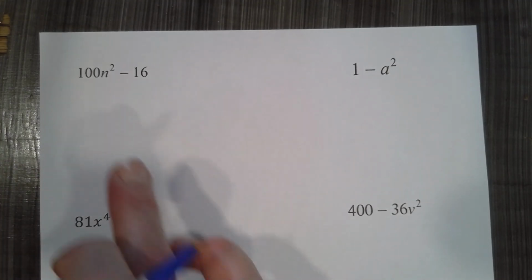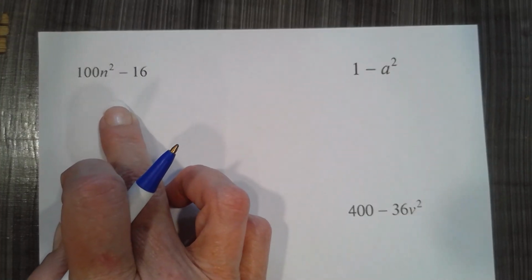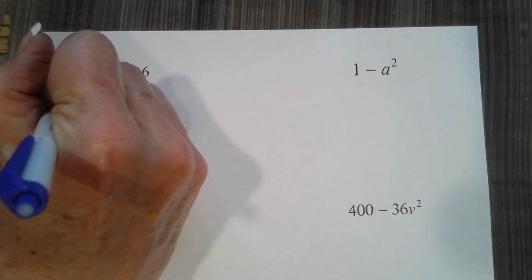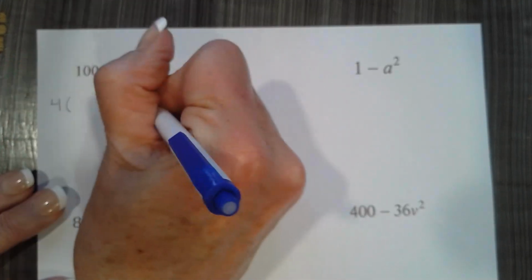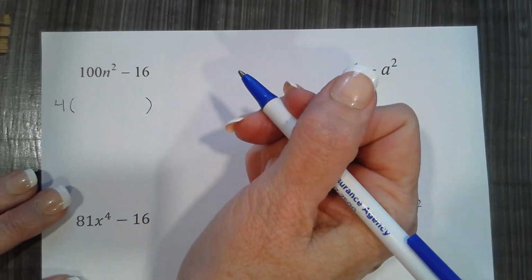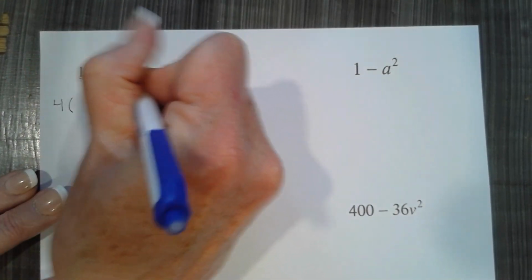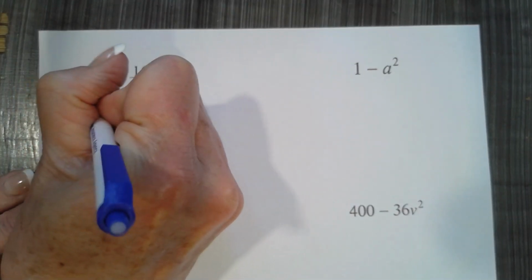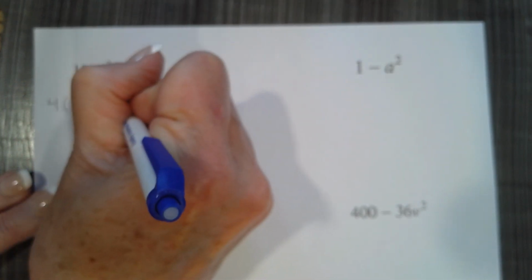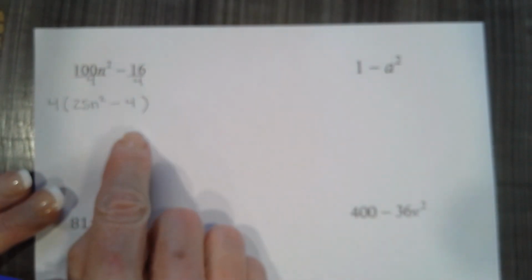First of all, we need to ask ourselves, do we have a greatest common factor here? We actually do. The greatest common factor here is 4, so I'm going to pull that out, set up a parenthesis. We're going to divide by our greatest common factor. Here we're going to have 25n squared, and here we're going to have 4.